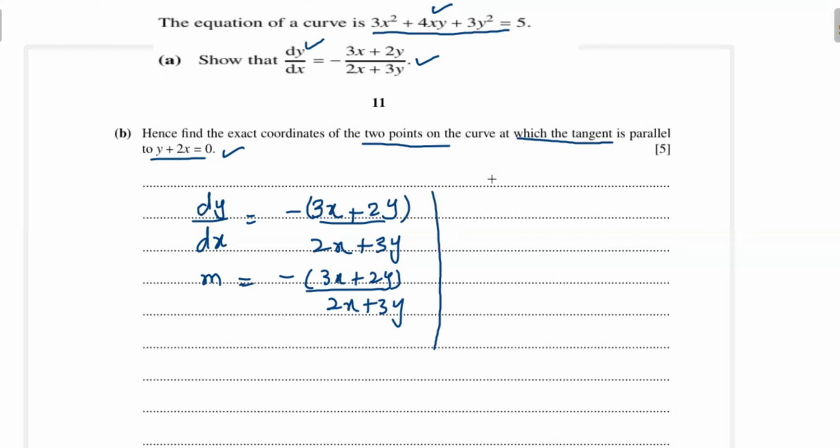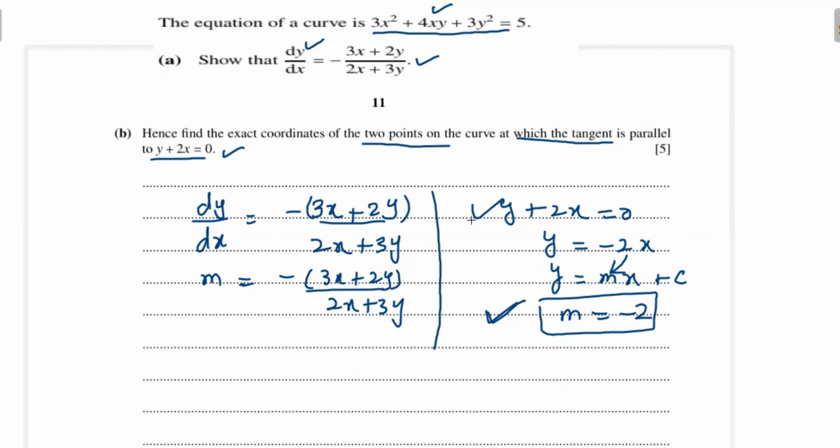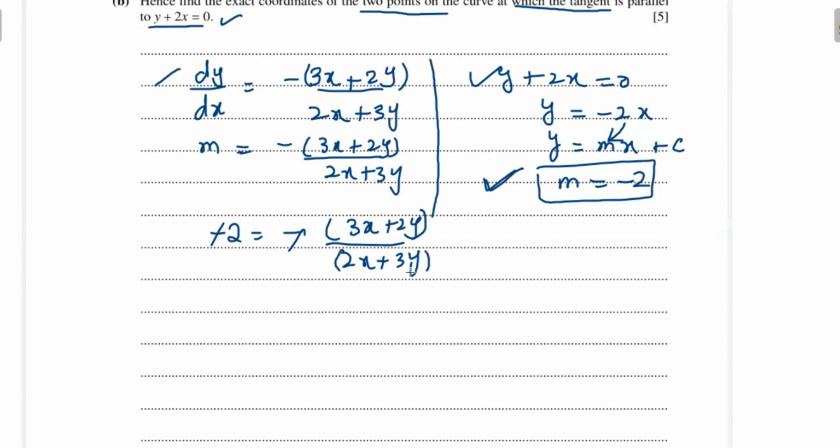Now this tangent line is parallel to the line y plus 2x equals 0, and therefore y equals minus 2x. When we compare this equation with y equals mx plus c, this m shows the gradient of the tangent. Now the gradient m equals minus 2, and this line is parallel to the tangent. Therefore, these gradients will be equal. We put the value here: m equals minus 2, equal to minus (3x plus 2y) over (2x plus 3y). Now we can write it as 2 into (2x plus 3y). That value becomes 4x plus 6y.